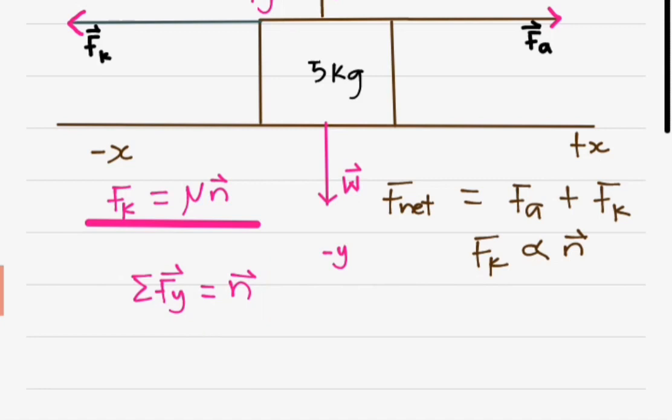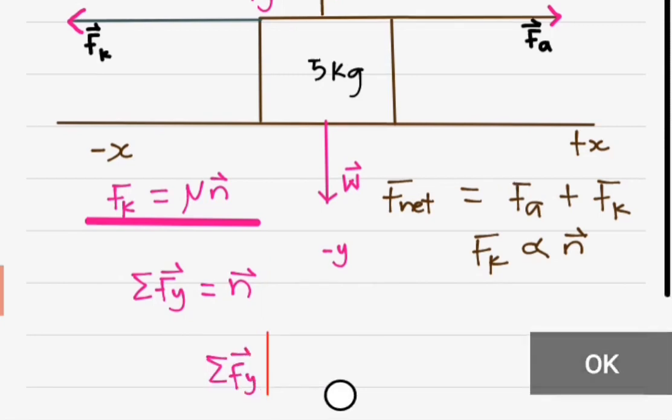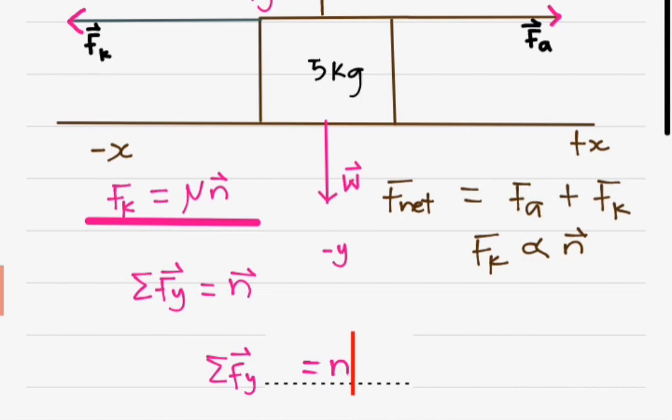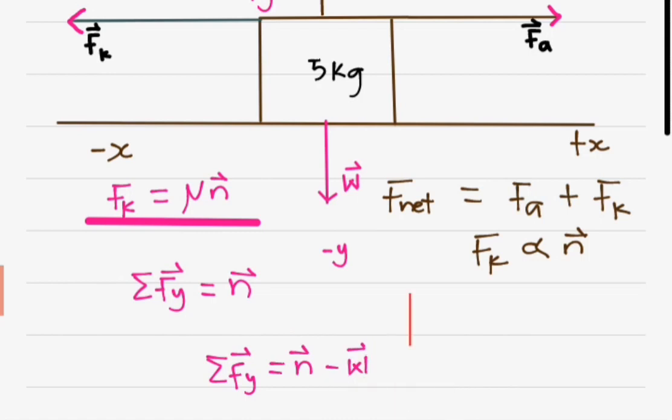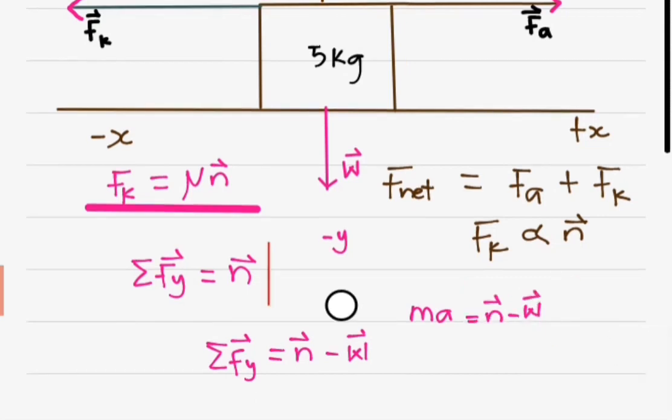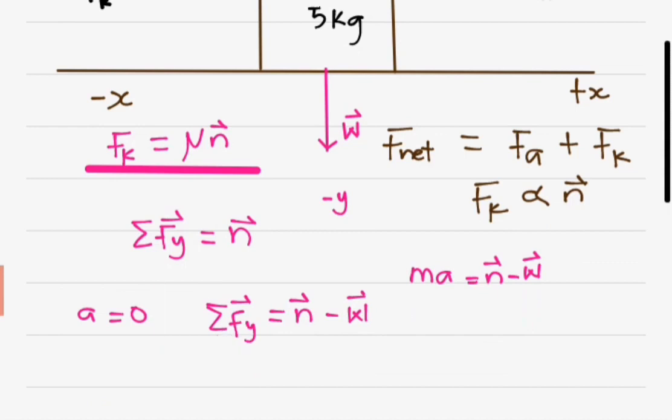Now, the sum of all the forces in the y direction, let me come again, is equal to the normal force minus the weight force. This means that ma is equal to the normal force minus the weight force. But notice the acceleration in the y direction is what? Is 0. There is no acceleration up or down. We are only moving left and right.